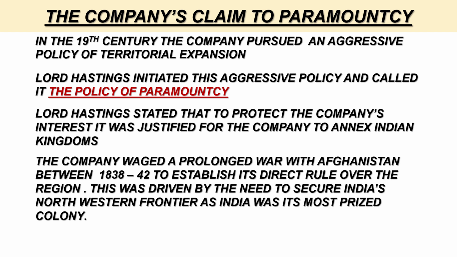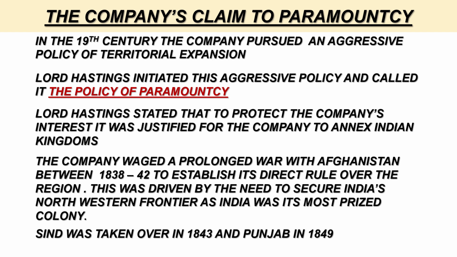Continuing with its policy of expansion, the East India Company waged the Anglo-Sikh War, taking advantage of the political vacuum created by Maharaja Ranjit Singh's death in 1839. Sindh was taken over in 1843 and Punjab in 1849. Punjab was vital for its agricultural growth, whereas Karachi, the capital of Sindh, had port facilities and was strategically located, making it a key port of the company's colonial trade network.